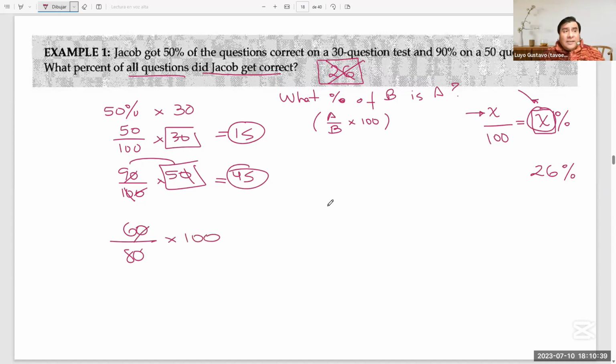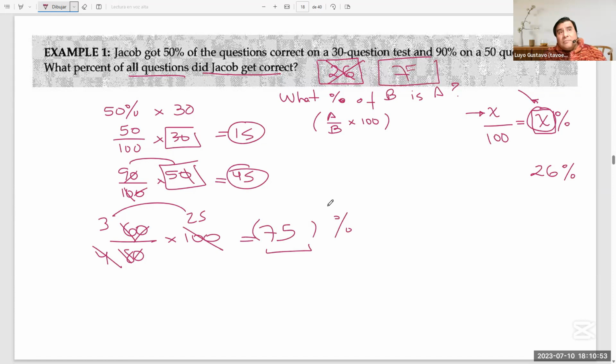Then you simplify this. This is 3 over 4. And 100 divided by 4, 25 times 3 equals 75. This is a percent, okay? This is the number you should input here, the answer to the question.